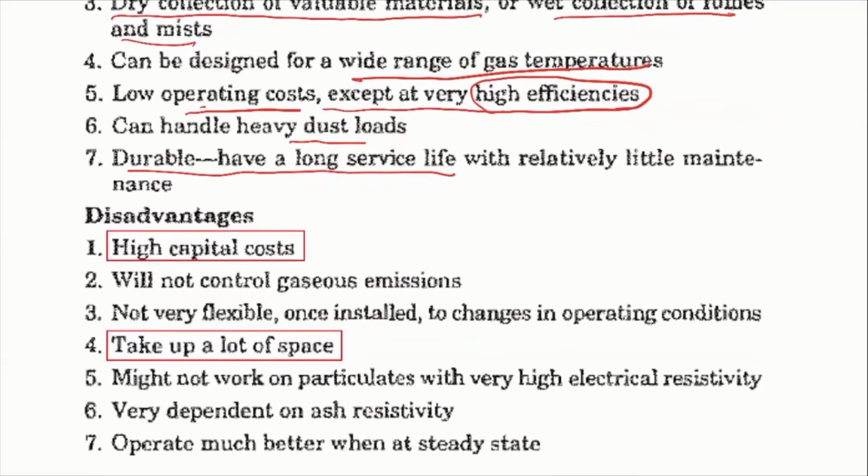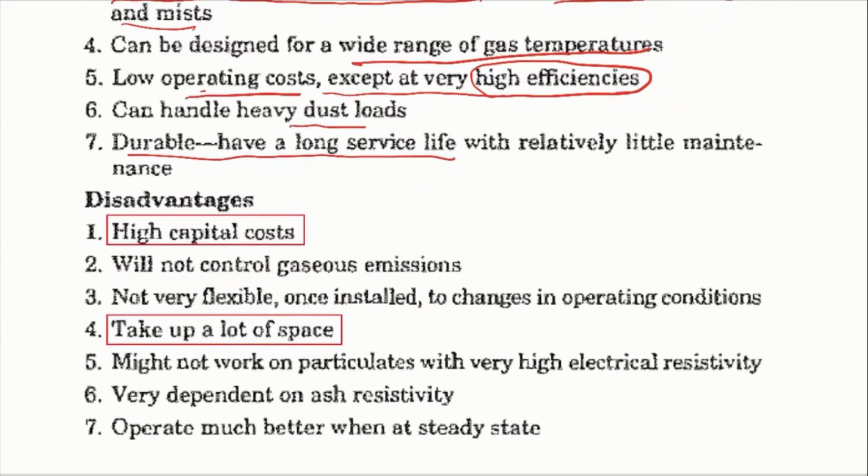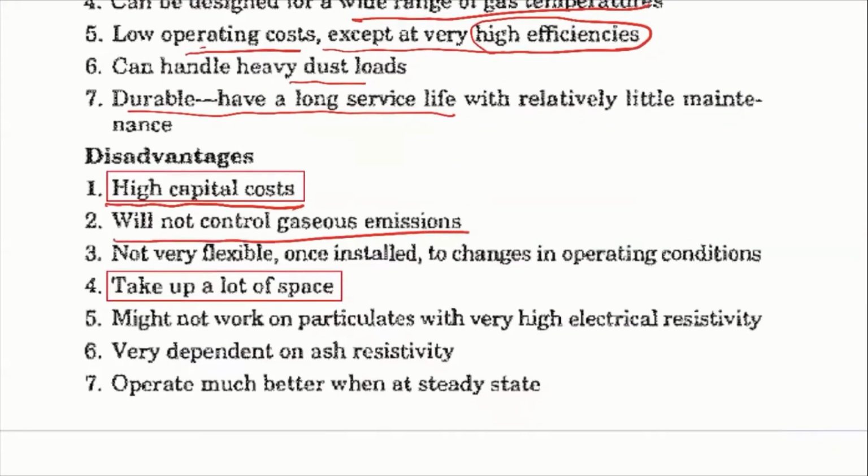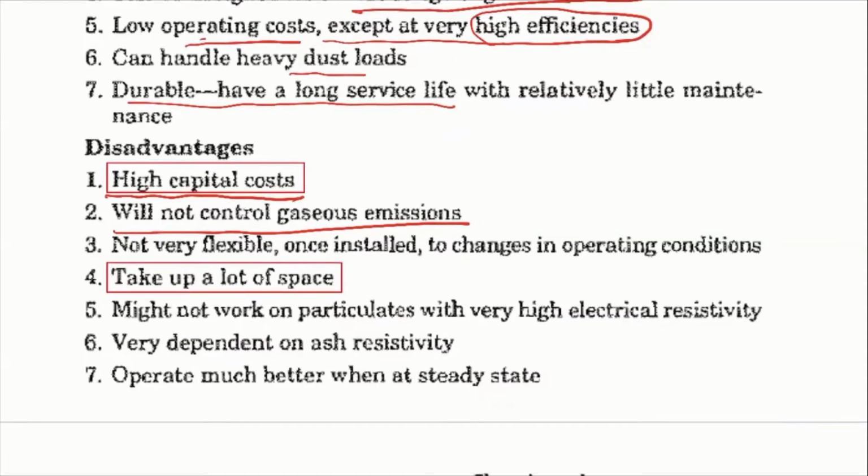So it also has some disadvantages. The most important one is the high capital cost. It means that to build, to construct this device, we need a lot of money, right? Because the internal structure is much more complicated compared to the cyclone. The cyclone is just, I would say, a metal cylinder, right? But the ESP is composed of so many plates, and you also need to choose very thin metal wires to generate the current ions. It will not control the gaseous emissions. This is the same for the cyclones.